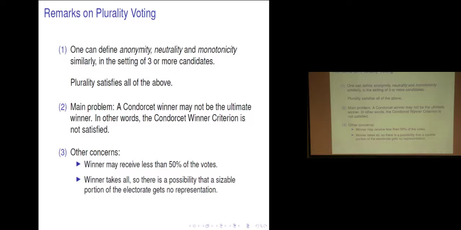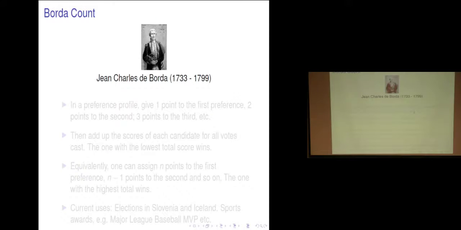Okay, so that's the brief review of what happened on Tuesday. So if plurality has some problems, how about other methods? In this lecture, we are going to introduce three different methods. And along the way, we introduce some other criteria, other properties. Okay, so the first one is called Borda count.